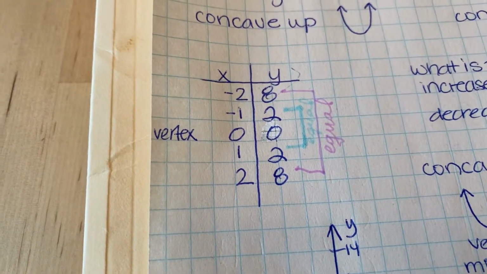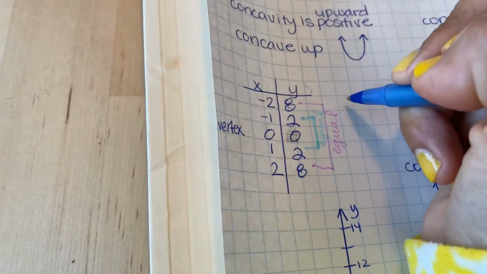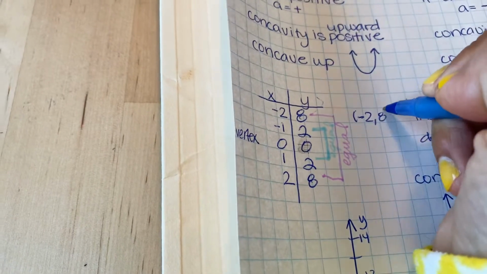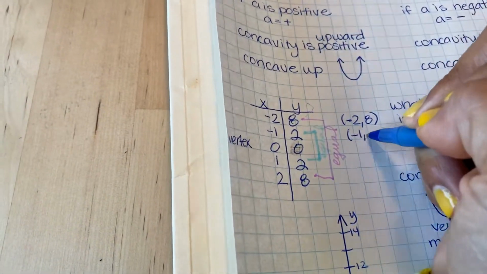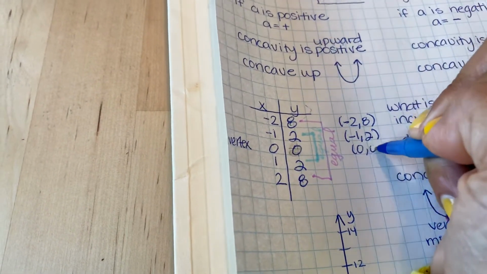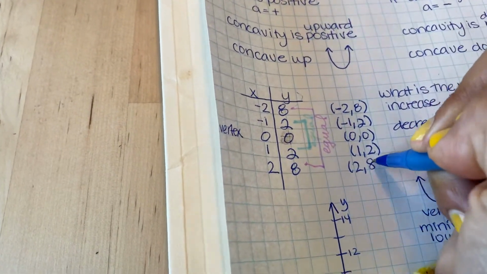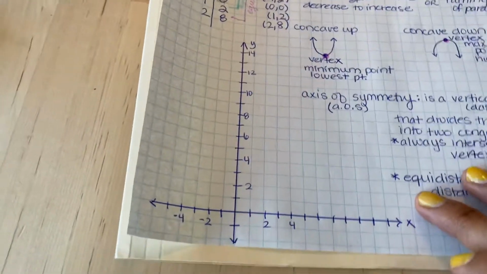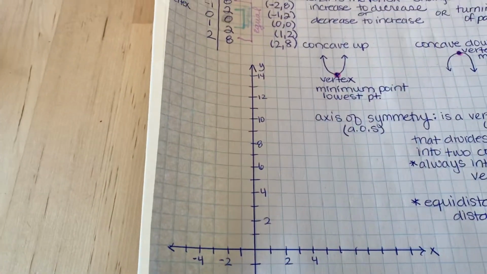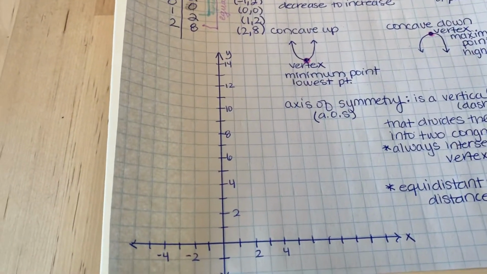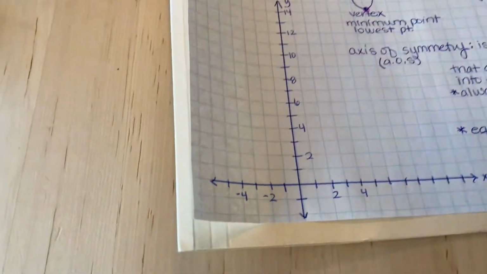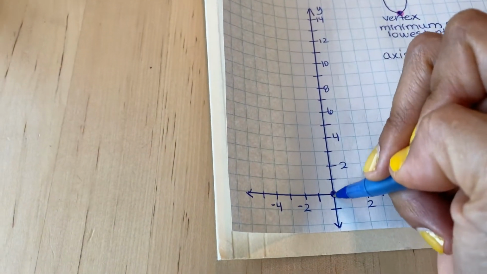Okay, so now let's plot these points. This is point -2, 8. This is point -1, 2. This is point 0, 0. This is point 1, 2, and point 2, 8. And so now let's plot on my XY coordinate system. All right, so 0, 0 is here.